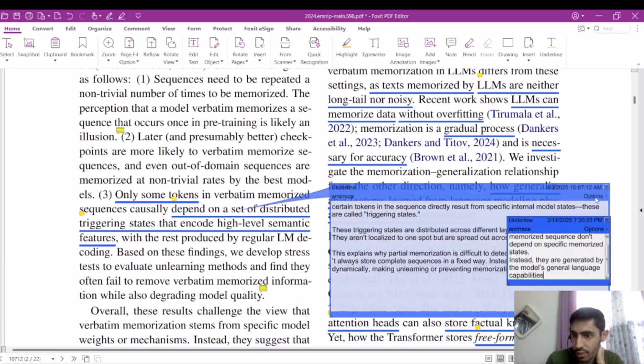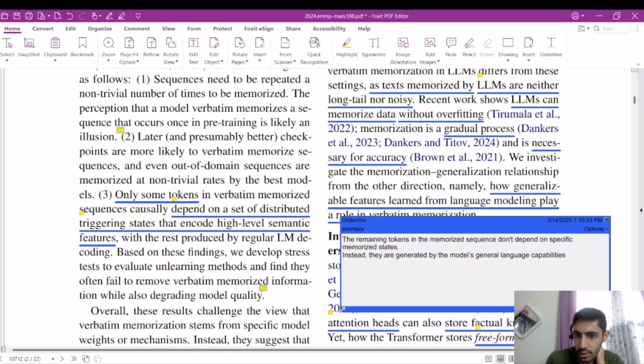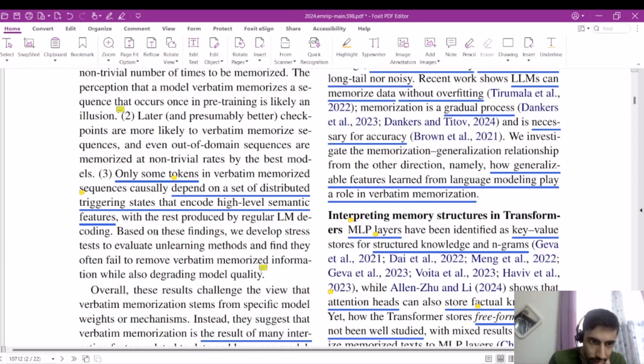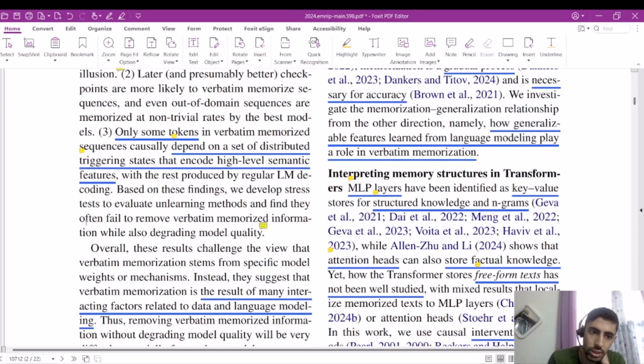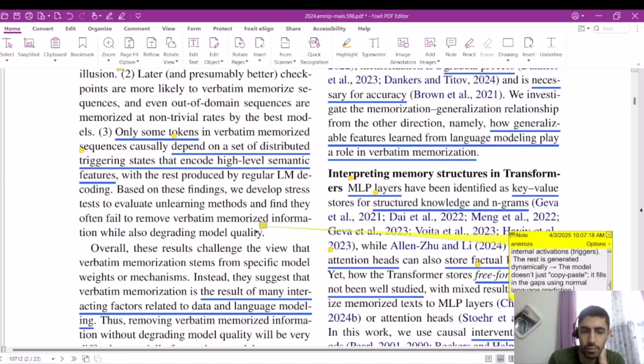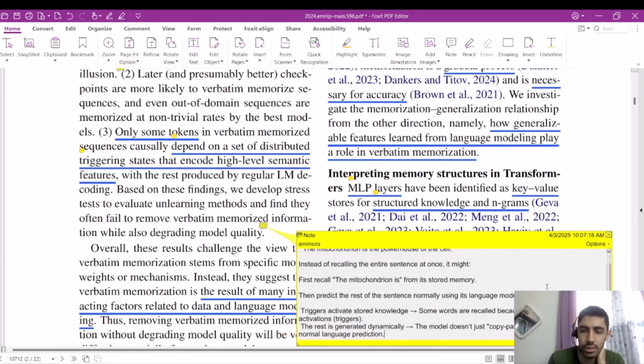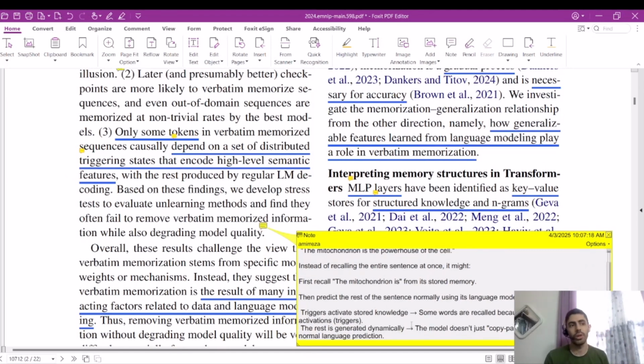So look at what we have in here. The remaining tokens in a memorized sequence do not depend on a specific memorized state. Instead, they are generated by the model's general language capability, with the rest produced by regular LM decoding. Based on this finding, we develop a stress test to evaluate unlearning methods, and find they often fail to remove the verbatim memorization information while also degrading the model quality. It would actually cause model degradation if we consider that these factors are intertwined with the model's language understanding.